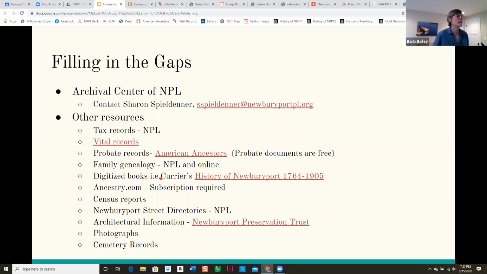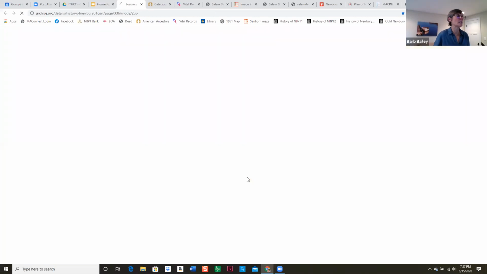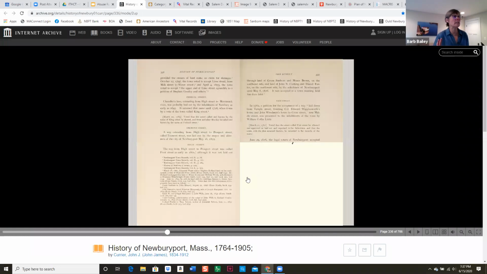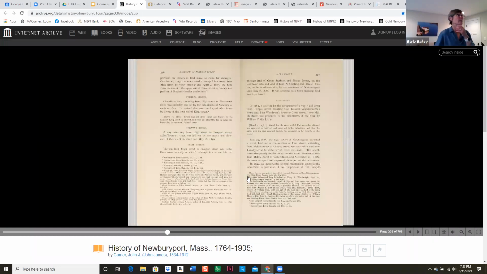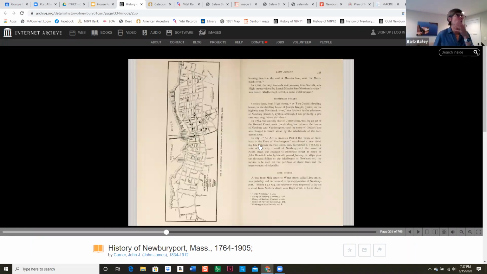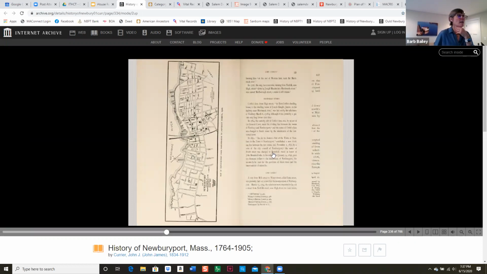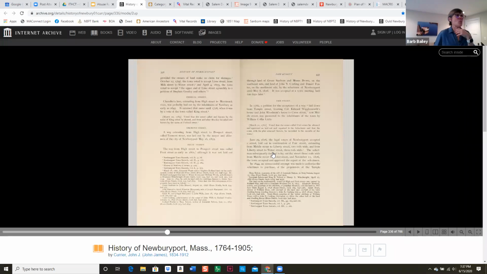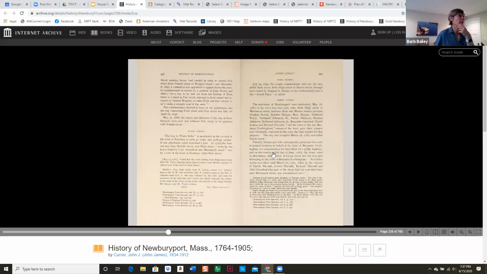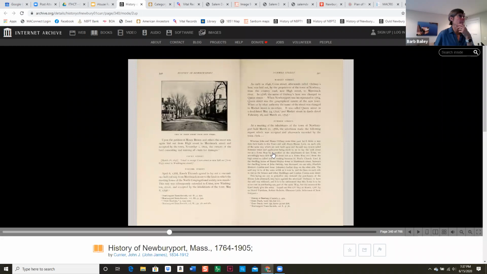There are some really great history of Newburyport books by Courier, and they have the original books in the library, but they have been digitized. There are several, and I'll have four of them linked for you in the document that I'm going to send to you. This particular one talks all about the streets and when they were laid out, if it was a different name, when it was renamed, all of that good stuff. So these digitized books on the history of Newburyport are really great.